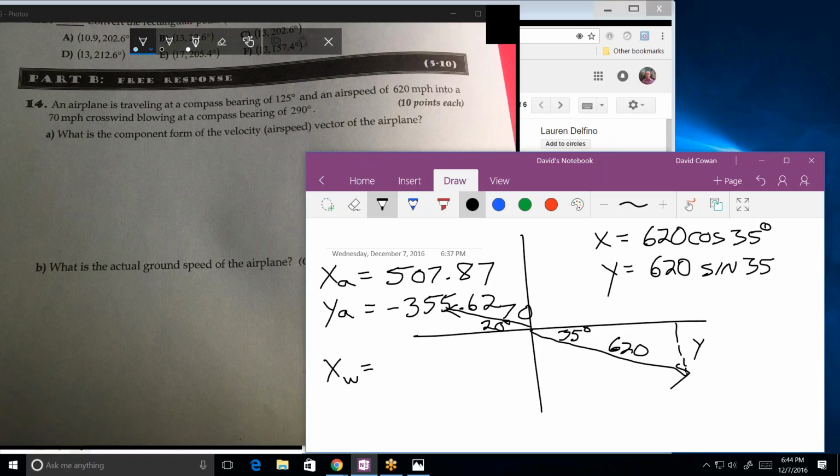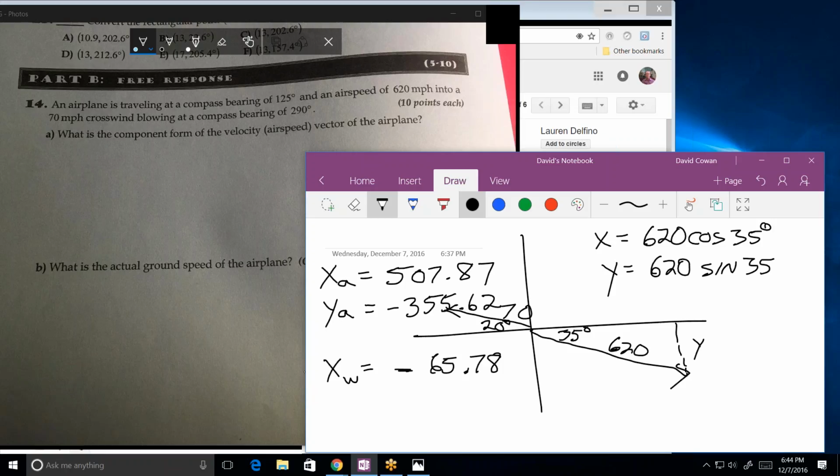Okay. So the wind's horizontal would be 70 cosine 20 degrees? Yes, only we know it's negative, so go ahead. Oh, yeah. So negative. Right. Let's come up with the number first, and then we'll attach the sign based on our drawing. Okay. So what's that number? 65.78.